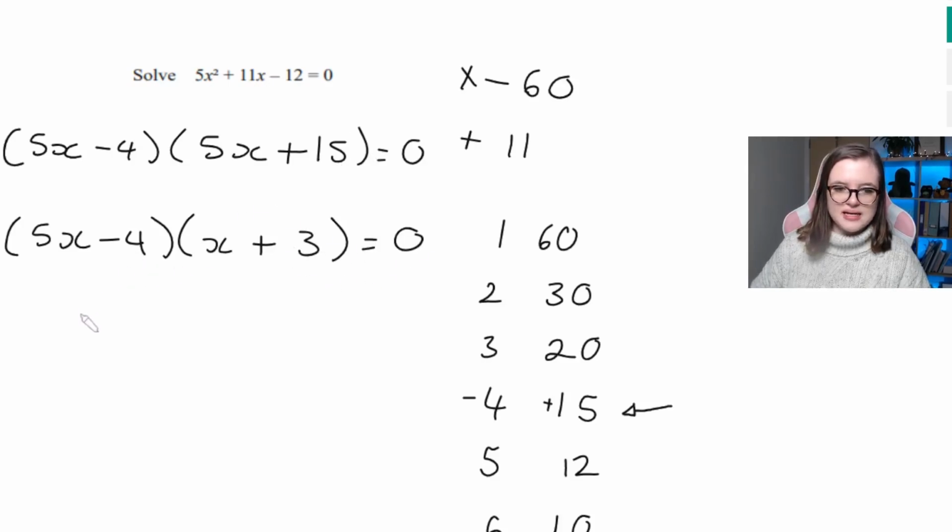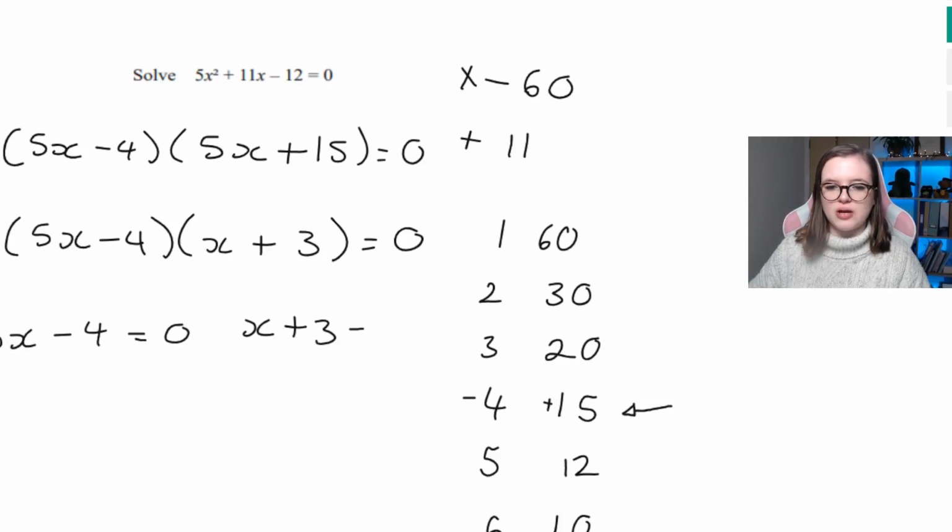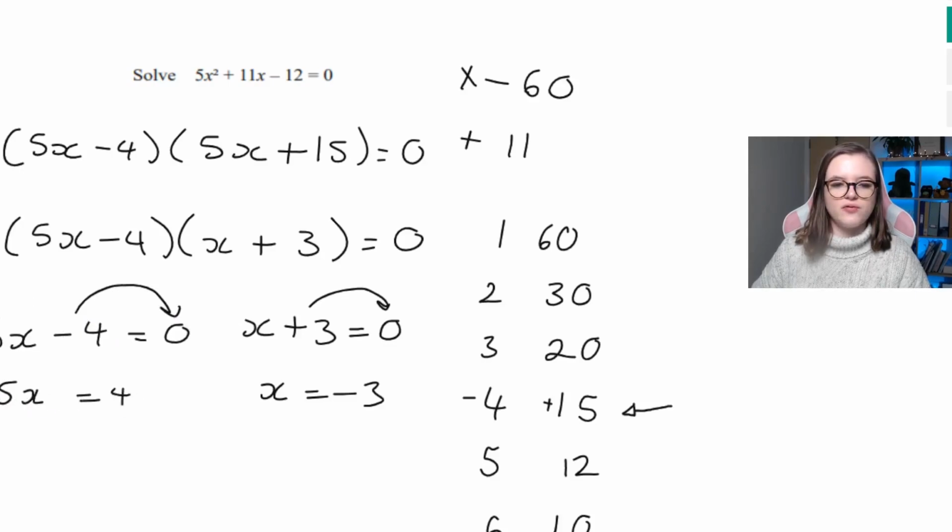And then from here, same thing as we did before, make each of the brackets equal to 0. So 5x minus 4 equals 0, x plus 3 equals 0. This one's a bit easier, it's like the same one we had last time. Just take away the 3 this time, we get x is minus 3. Then for this one, kind of a two-parter, right? So we add 4 over there to get 5x equals 4. Then we divide by 5 to get x equals 4/5. And those are your solutions.